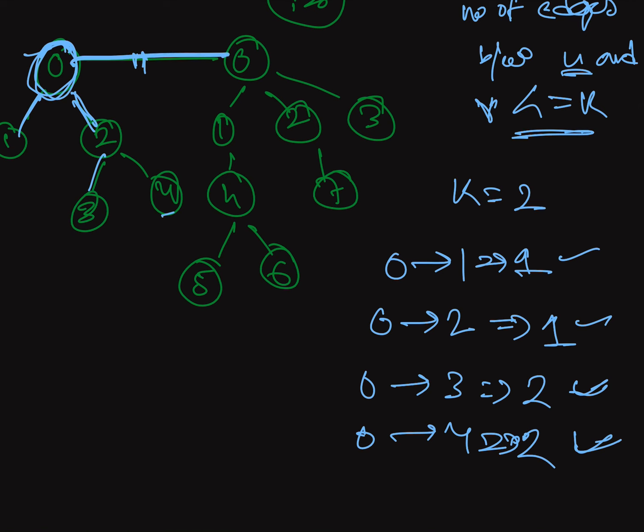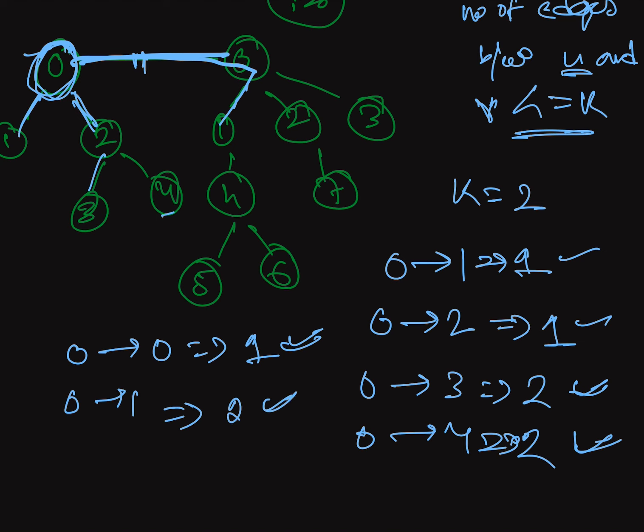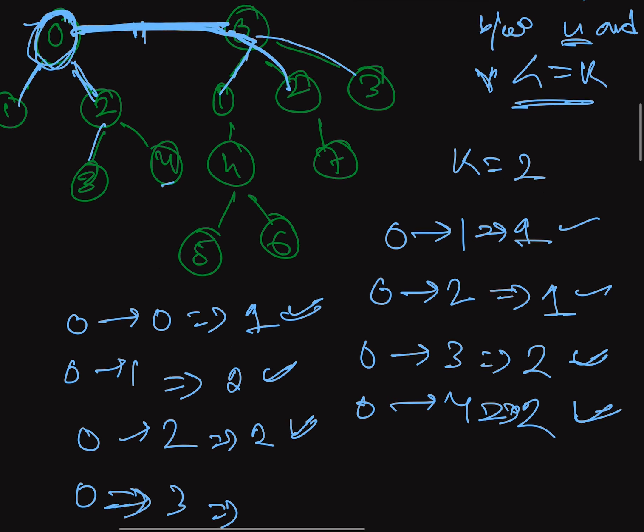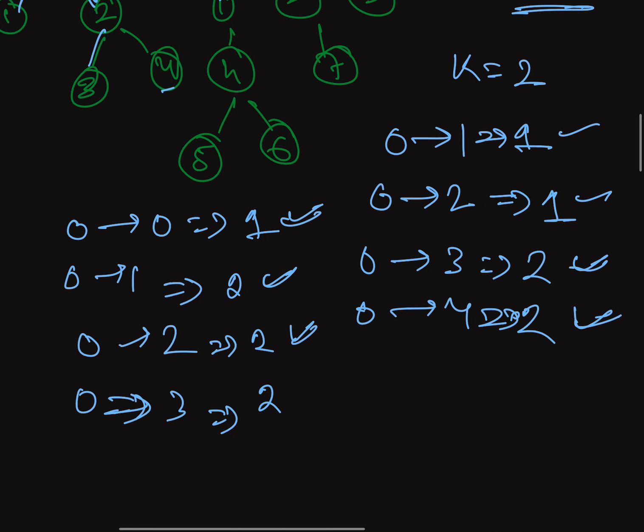Next, for this 0 to 0, the number of edges is 1. So this can be one possible. For this 0 to 1, the number of edges is 2. So this can be one possible. Next is 0 to 2. For this, edges is 2 again. This can be one possible. For this 0 to 3, the number of edges is 2.